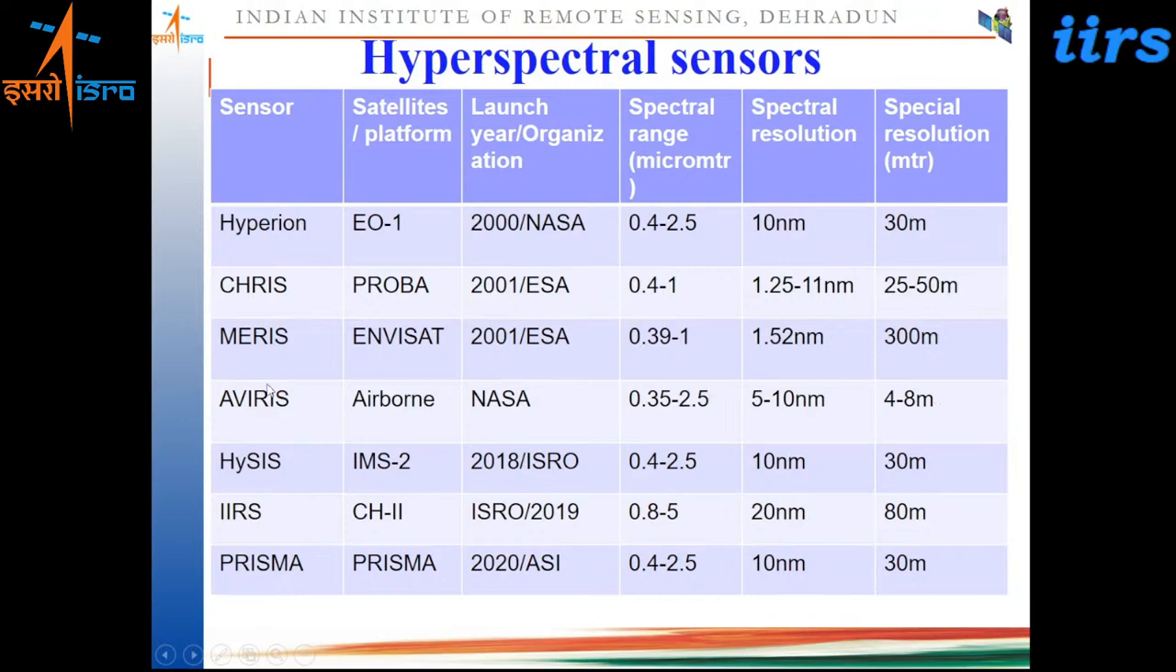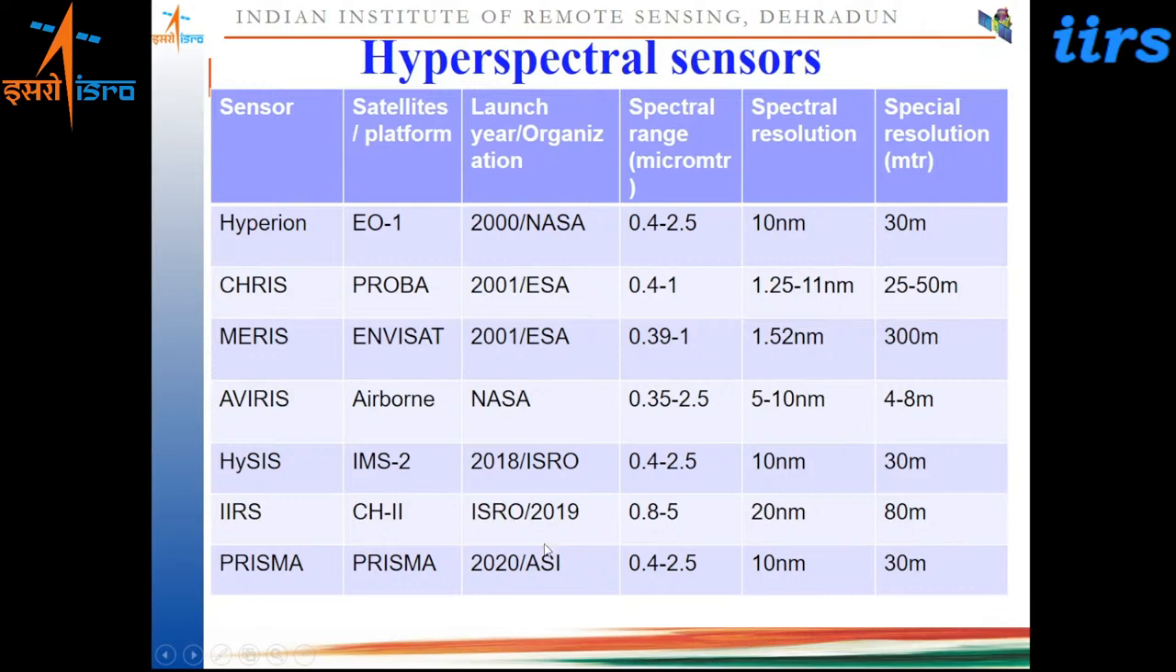It is still working, and now we are getting the IIRS NG, the new generation IIRS sensor, which has 5 nanometer spectral resolution. Its spatial resolution, as it is airborne, depends upon the height at which it is flying. Recently this PRISMA data is also there, launched in 2020 by ASI. The parameters are almost the same as Hyperion. Hyperion, HySIS and PRISMA have almost the same parameters, launched by different organizations. The recent one is PRISMA, and the data is also available.